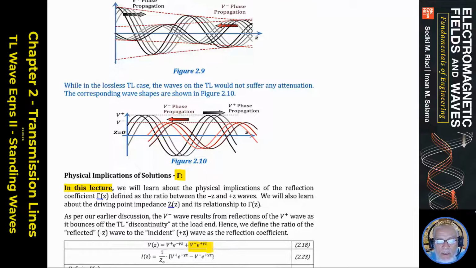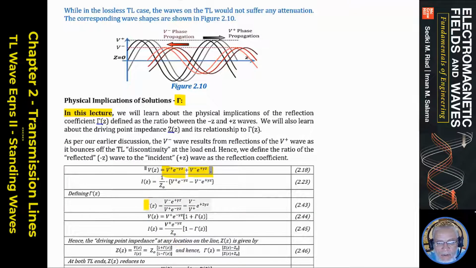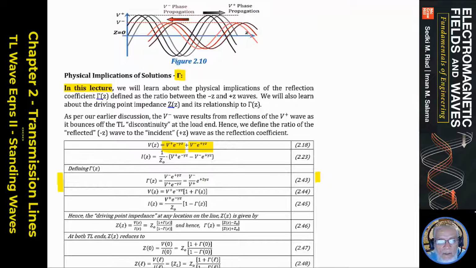So we will define gamma as the ratio between the negative traveling wave and the positive traveling wave: V minus e to the plus gamma z divided by V plus e to the minus gamma z. And here's our definition right there in equation 2.43.